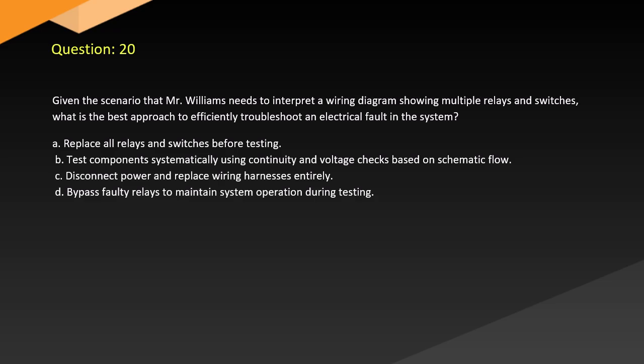Question 20. Given the scenario that Mr. Williams needs to interpret a wiring diagram showing multiple relays and switches, what is the best approach to efficiently troubleshoot an electrical fault in the system? A. Replace all relays and switches before testing. B. Test components systematically using continuity and voltage checks based on schematic flow. C. Disconnect power and replace wiring harnesses entirely. D. Bypass faulty relays to maintain system operation during testing.